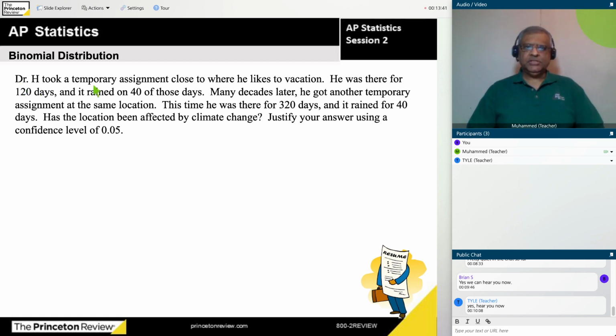So here I took a temporary assignment close to where I like to vacation, where Dr. H likes to vacation. He was there for 120 days, and it rained for 40 days. Many decades later, he got another temporary assignment at the same location. This time, there were 320 days, and it rained for 40 days as well. Okay. The question is, has the location been affected by climate change or some other variation? And it says justify your answer using a confidence level of 5%.